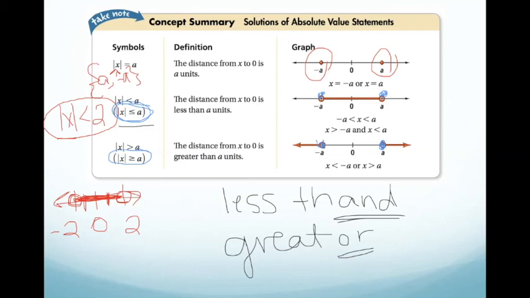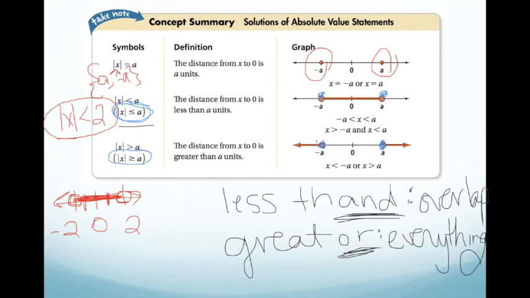So when we're solving this, again, we're going to be splitting our absolute values into 2 cases. And if I have a less than sign, those 2 cases become an and statement. If I have a greater sign, those 2 cases become an or statement. So less than is for overlap. Greater is everything. Let's look at an example.